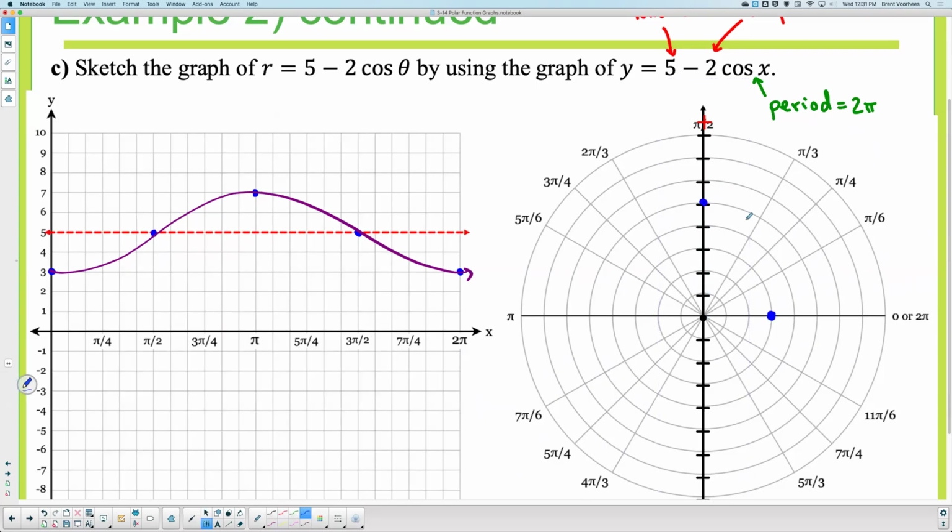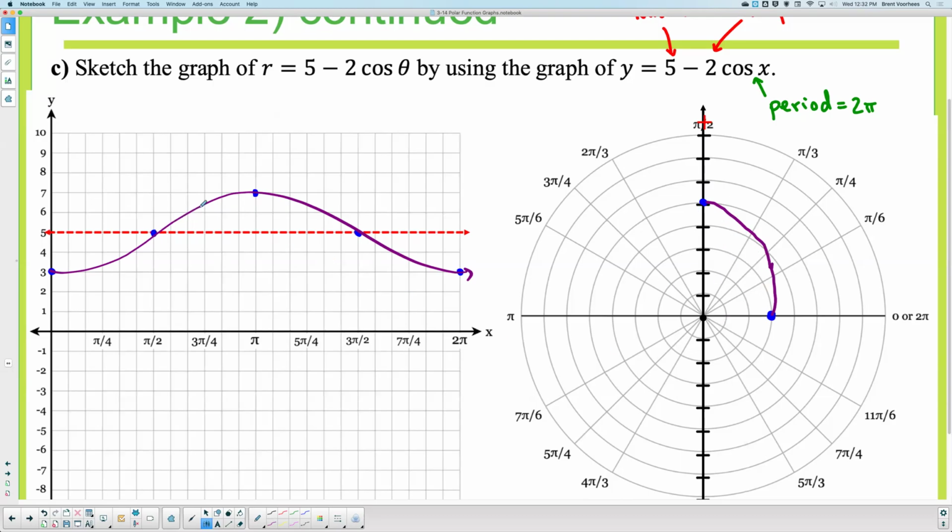We should consistently be increasing up until 5. So it just kind of curves outward like that, because the r, the distance from the origin, it's like your radius. The radius is constantly being increased up until that point.